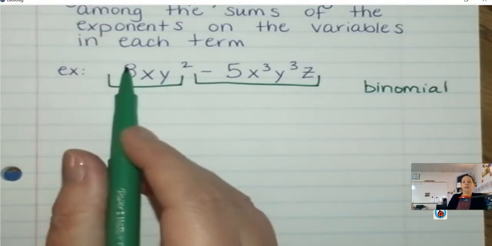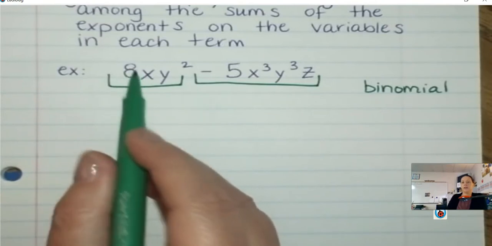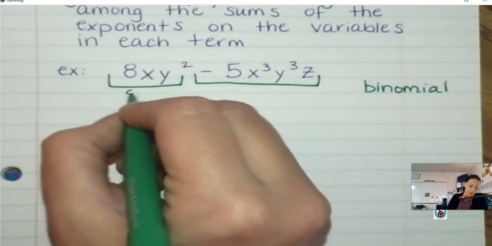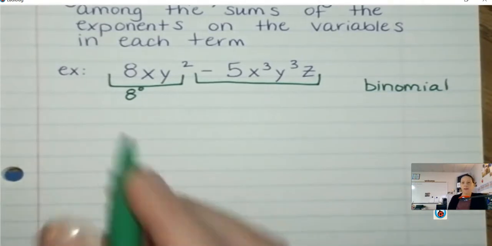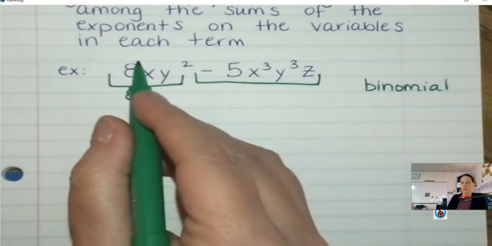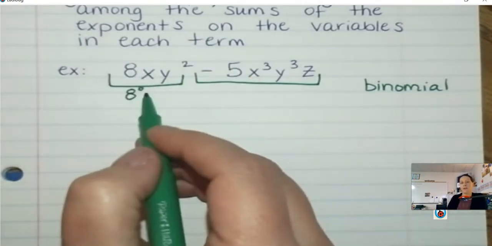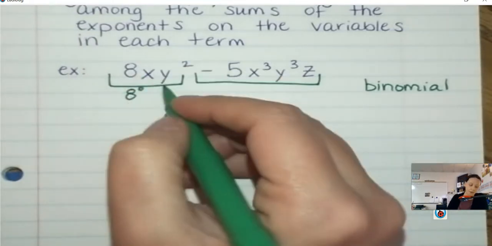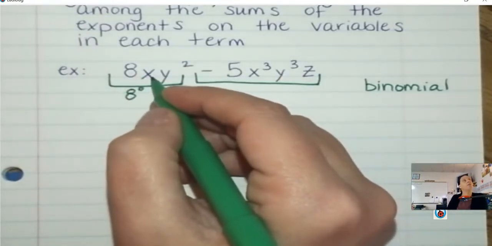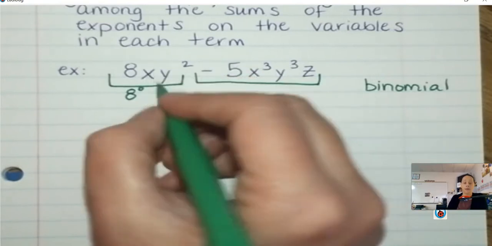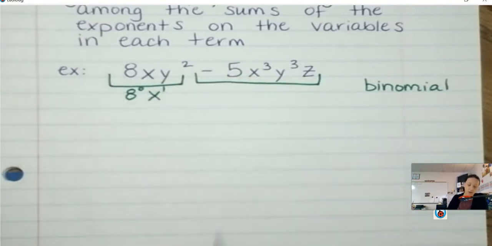Okay, we're only looking at the variables because the number in front, the coefficient, really has a 0 exponent on it, so don't worry about the exponent on the whole number, or whatever the coefficient is. The tricky part comes from the variables that have no exponent on them. You have to remember that when there's no exponent, there's really a 1 up there.